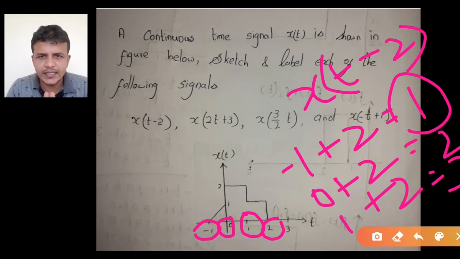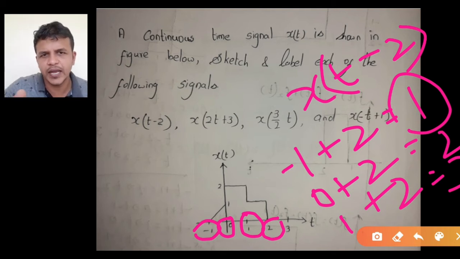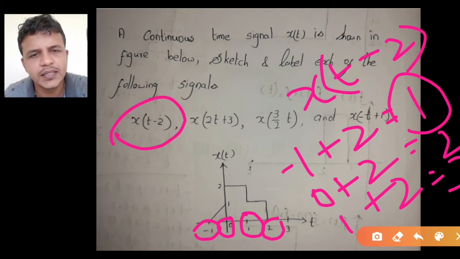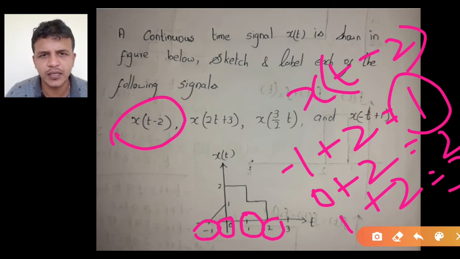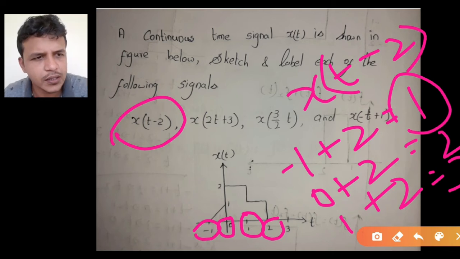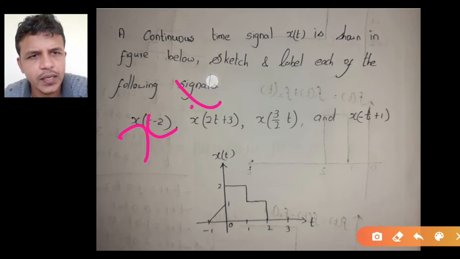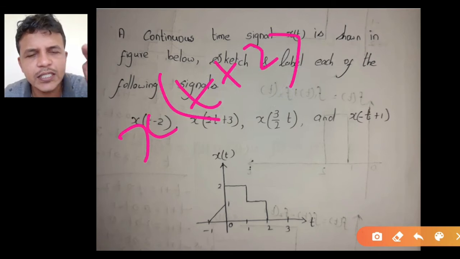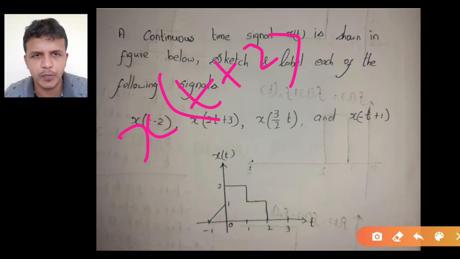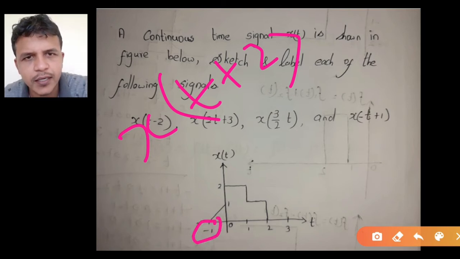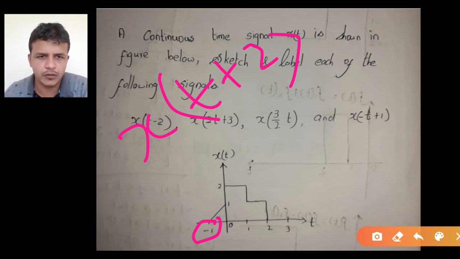The thing that is happening is delayed by 2 time units and then it occurs. And if we have x of t plus 2 instead of x of t minus 2, suppose we need to find x of t plus 2, in this case we have to do a time advanced operation. So instead of occurring at minus 1, it should occur 2 time units earlier.